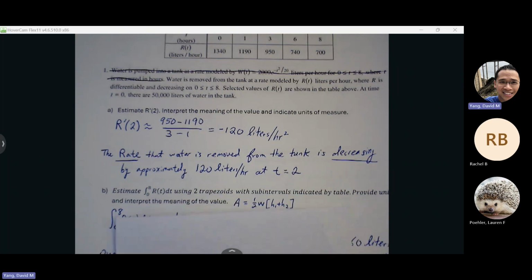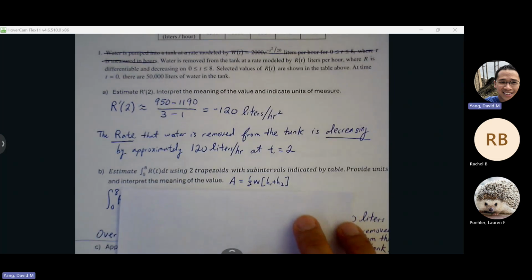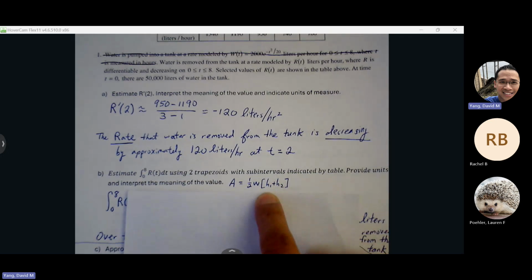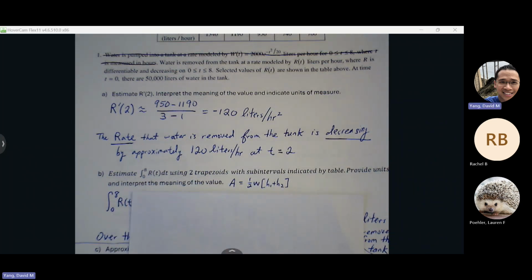Okay, part B, estimate the integral from 0 to 8 of R of t dt using 2 trapezoids. For trapezoids, we have 2 options. You can go through the formula, which you can memorize and use, or you can do a left rectangle approximation and a right rectangle approximation, add those 2 together, and divide by 2 to find the average. If you don't want to memorize the formula, you can just rely on left and right rectangles and average them out.